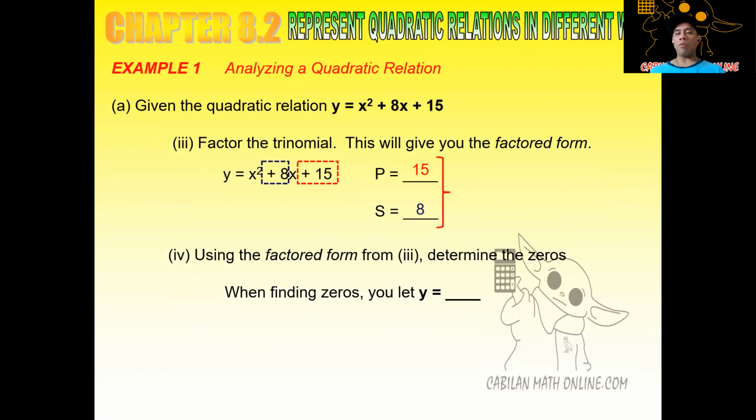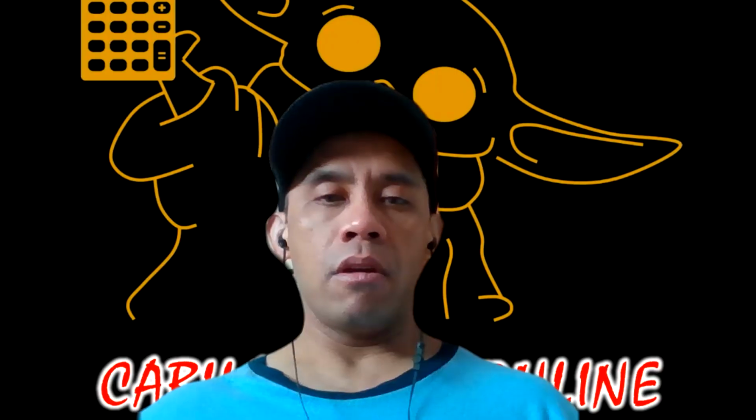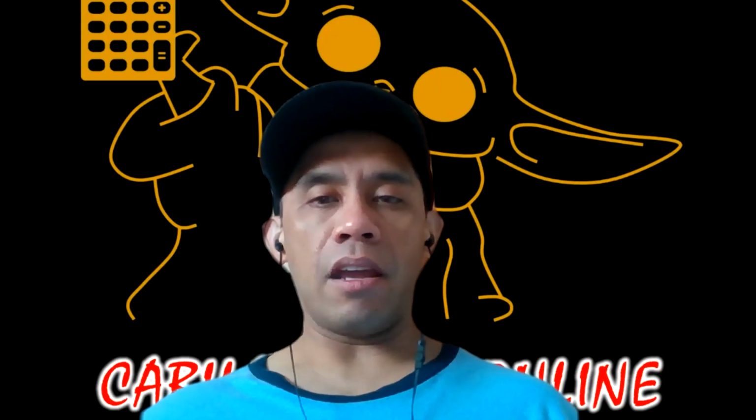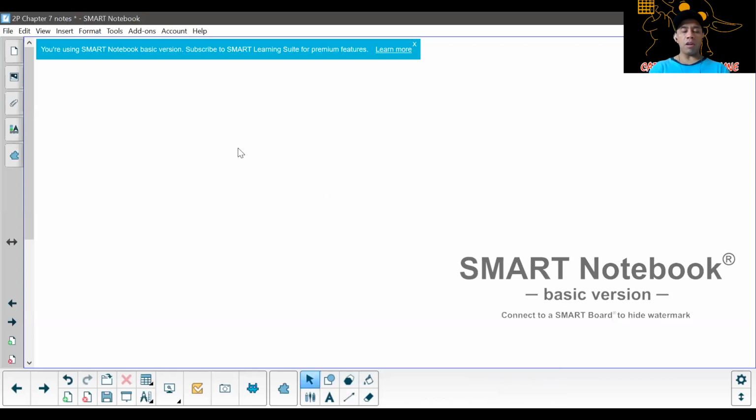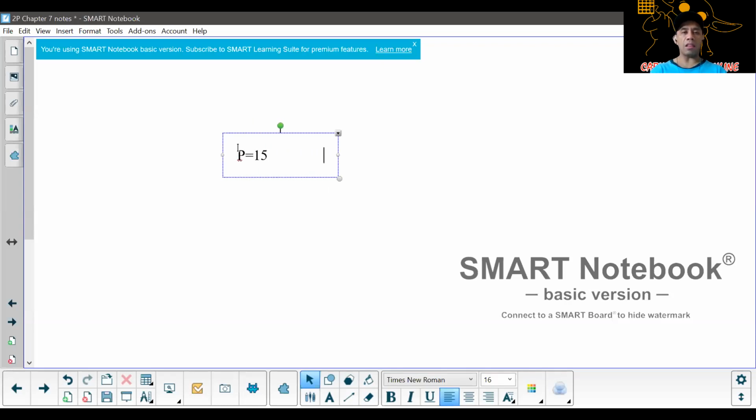So remember that when we're factoring a trinomial using the product and sum, we have to find two numbers such that when you multiply them, give you 15 in this case, and the same two numbers give you 8 when you add them. So let's go through the brainstorming process here, using our whiteboard. We want to find two numbers such that when we multiply them, they give us 15, and when we add them, they give us 8.